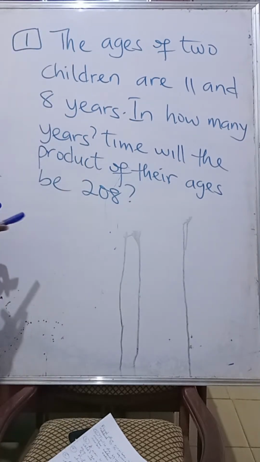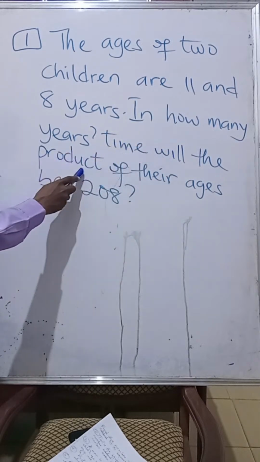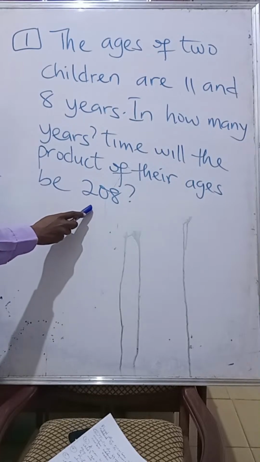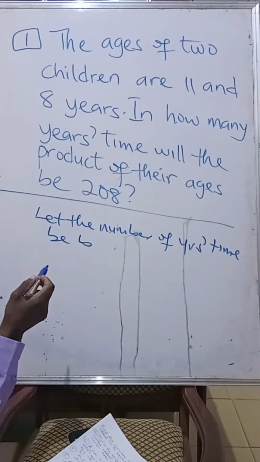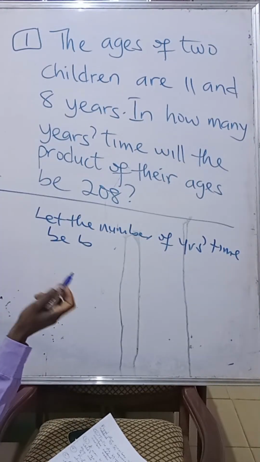This question: the ages of two children are 11 and 8 years. In how many years' time will the product of their ages be 208?